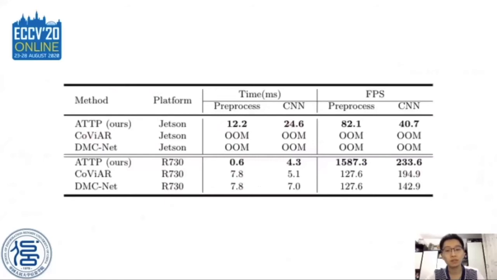We compare the efficiency of the three models, which are CoViAR, DMCNet, and our ATTP model, on the Dell R730 platform. Our ATTP model runs fastest among the three models in both pre-processing time and CNN phases. For the efficiency test on the resource-limited device, the experiments are conducted on the NVIDIA Jetson TX2 platform. CoViAR and DMCNet are too large to be implementable on this device, while our ATTP framework fits well in the embedded environment and runs very fast. This result shows clearly that our ATTP model outperforms the other two models on efficiency and is the only one that is suitable for embedded AI devices.